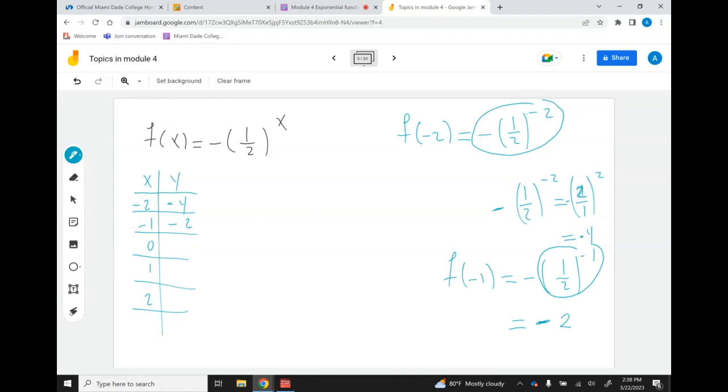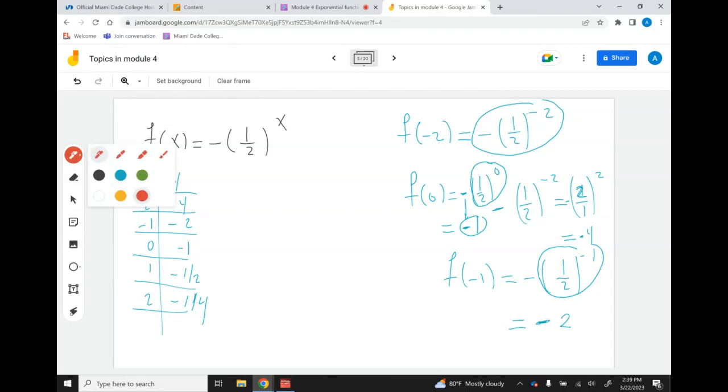Now, this is a tricky one. What happens when you have f of 0? Well, you have negative, then you have the base 1/2, to the 0. Well, I told you before that any non-zero number raised to the 0 power is 1. It's just that it will carry over the negative. So it will be -1. All right, so when it's 1, it actually will be -1/2 and then -1/4, just to do this quickly, okay? And let's see what the graph looks like.